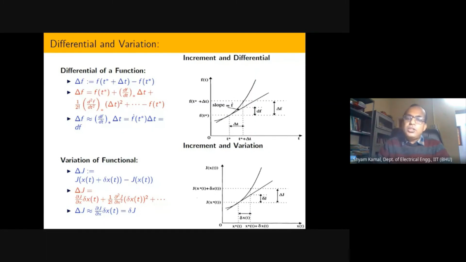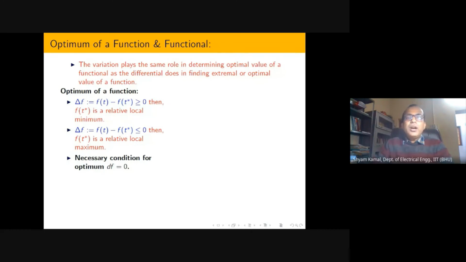If you check the online lecture, I have taken some examples where I have demonstrated the differential and variation of the function. So please check it. Now let us come to the role of function and functional. The variation plays the same role in determining the optimal value of a functional as the differential does in finding the extremal or optimal value of the function.